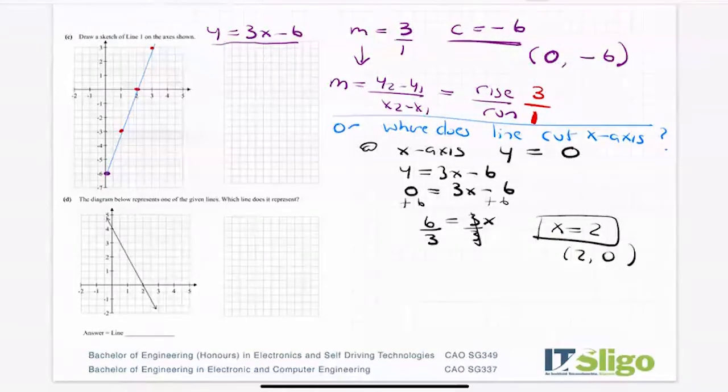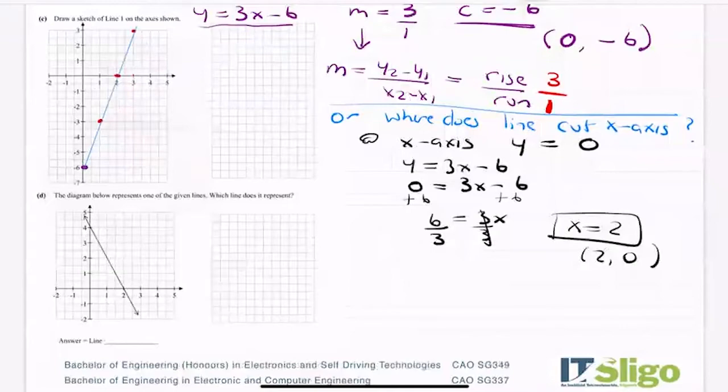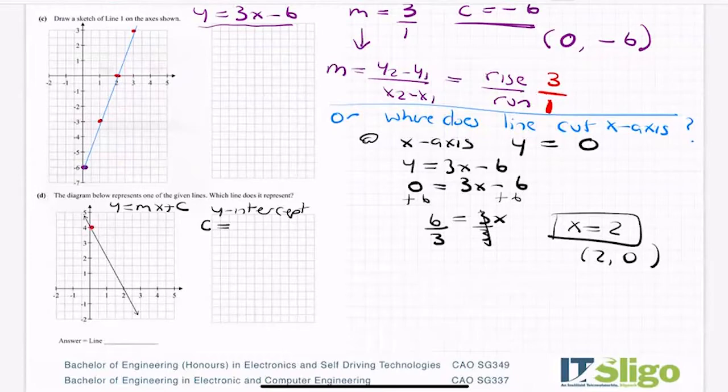Okay, part D then, it flipped the question. It's giving you a line drawn and it's asking which line does this represent? Okay, so the first thing you need is y is equal to mx plus c. Okay, what is my c value, which is the y-intercept? In other words, where does it cut through the y-axis? Okay, well you can see it's here. So its y-intercept is 4. Okay, so I now know that my line is y is equal to mx plus 4.